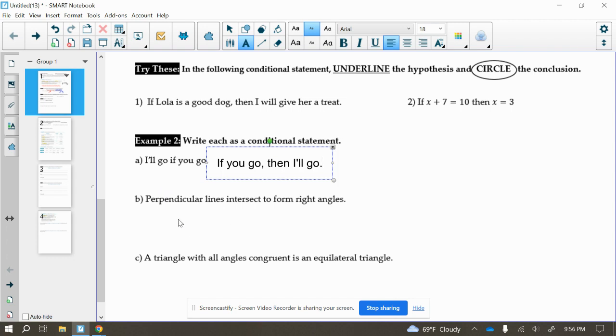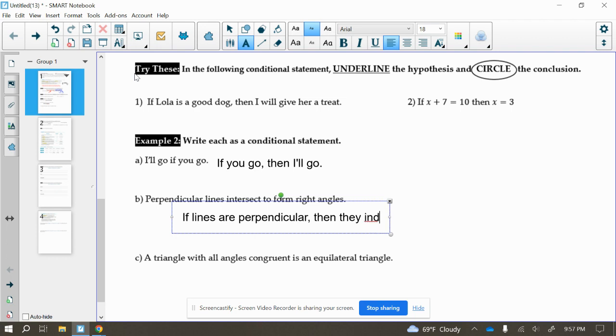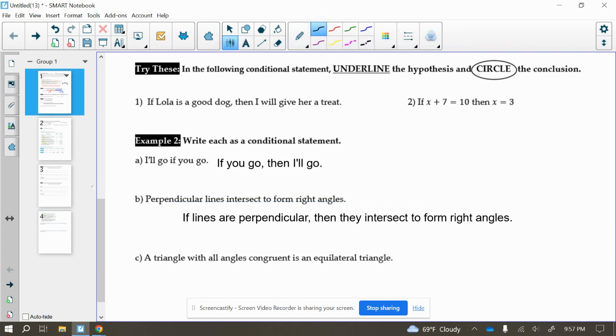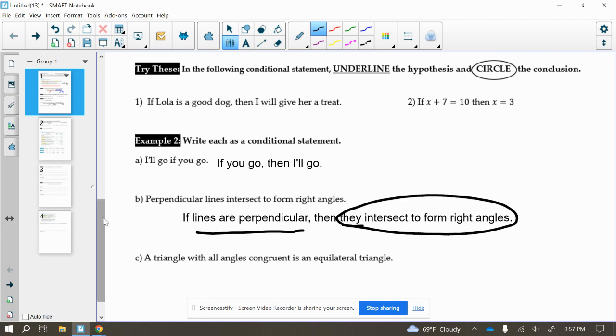The next one says perpendicular lines intersect to form right angles. So we could write that if lines are perpendicular, then they intersect to form right angles. Again, we see on this then the hypothesis and the conclusion in that if-then format.